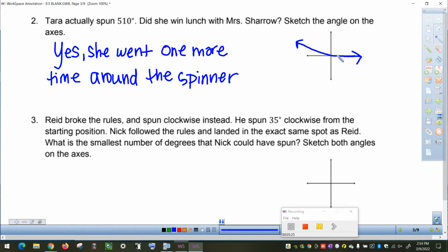Right here, we are going to start at that initial side. We're going counterclockwise. It's going to go one full time around, and then we're going to keep going all the way until we get to that terminal side. So it's going to make a little bit of a spiral look. That's how we know that we've gone around our circle more than once. And let's go ahead and label this picture here. So that's representing the angle 510 degrees.